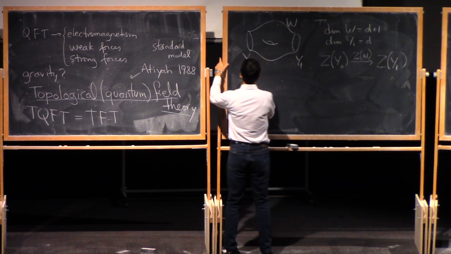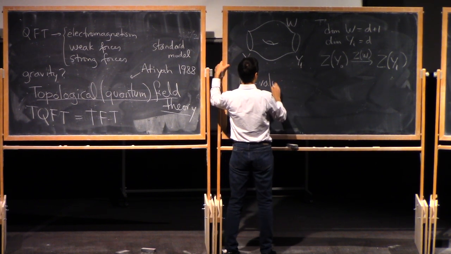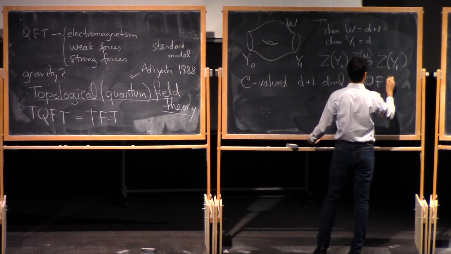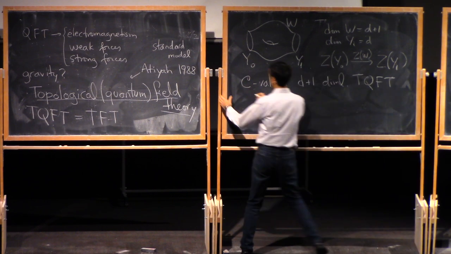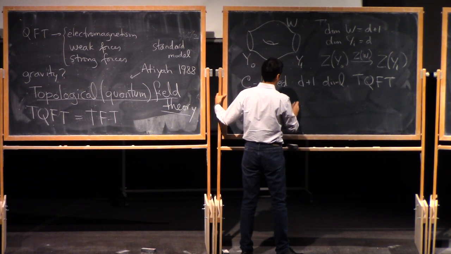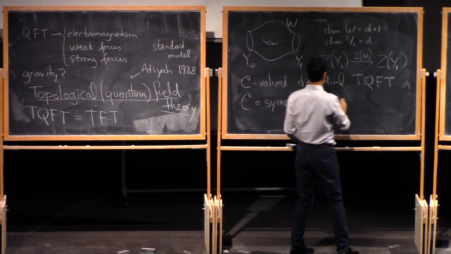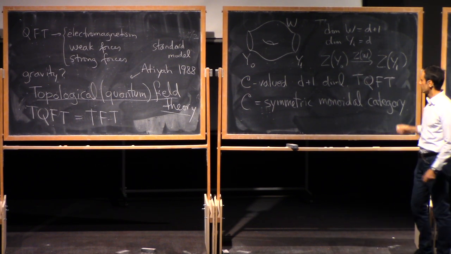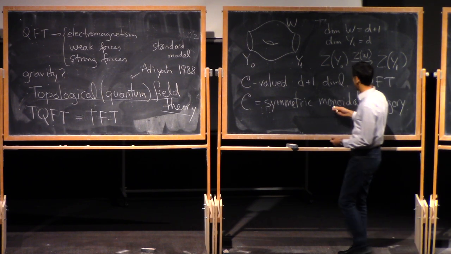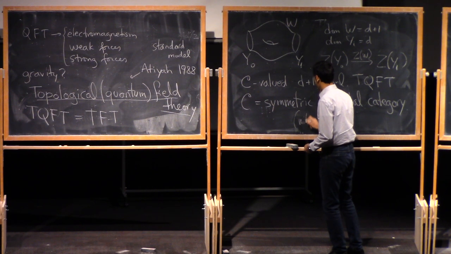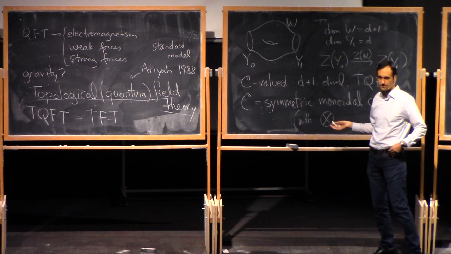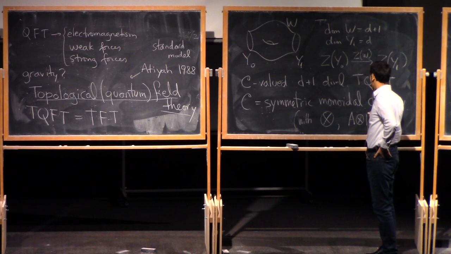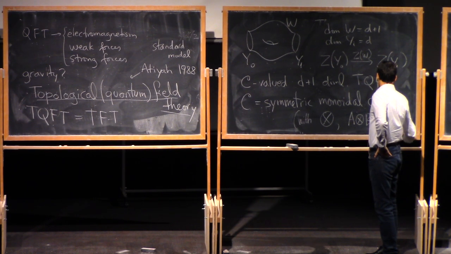More generally, you can talk about a C-valued (D plus 1)-dimensional TQFT, where C is a symmetric monoidal category. So a symmetric monoidal category is a category where you have a monoid. I'm not going to give the precise definitions, but you basically have a tensor product of objects and of morphisms satisfying some properties. And it's also symmetric in the sense that you have isomorphisms between A tensor B and B tensor A.